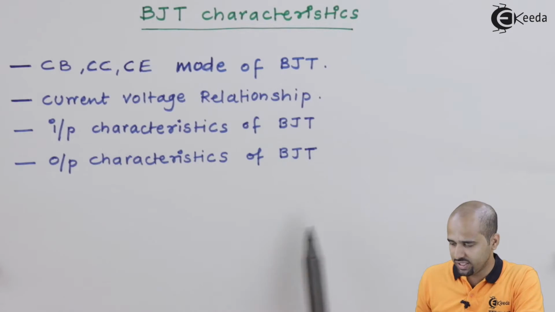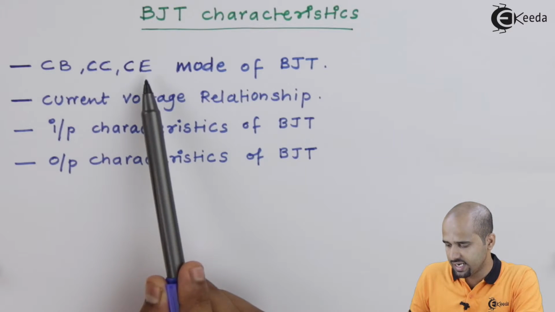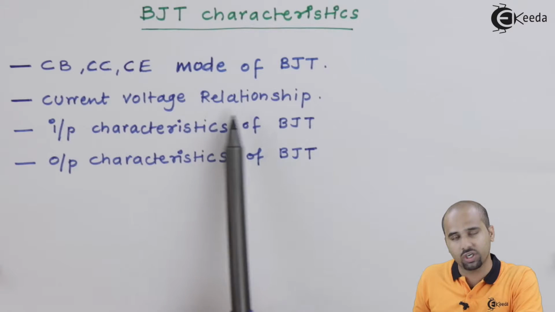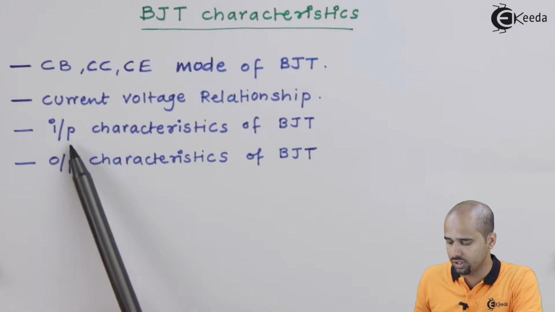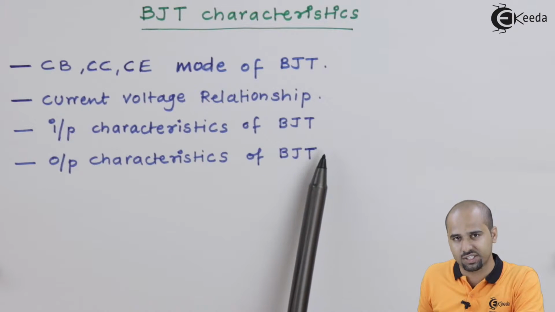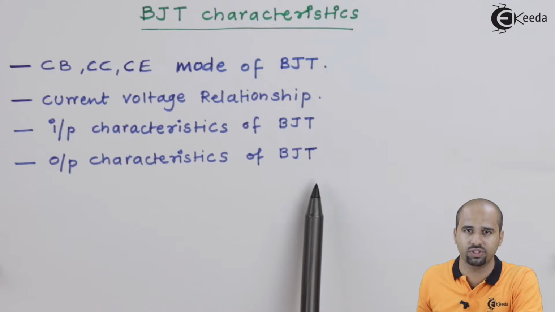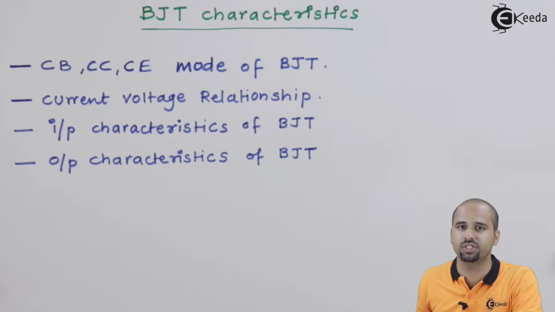So this is the agenda for our video. CB, CC and CE mode of BJT, that is the first. Then current voltage relationship, this is more or less mathematical, and then we will be learning the input characteristics of BJT, and then we are going for the output characteristics of BJT. So with this simple calculation we will move further for CB, CC and CE mode of BJT operation.